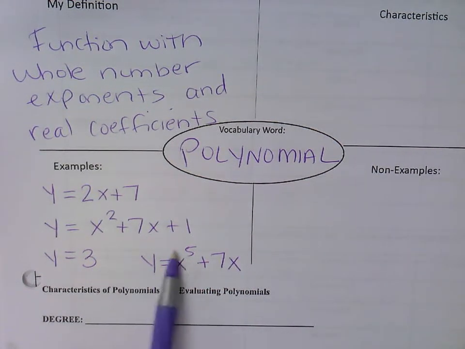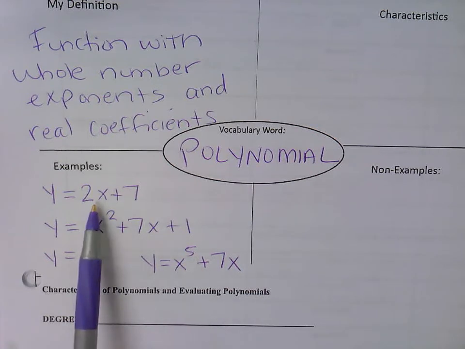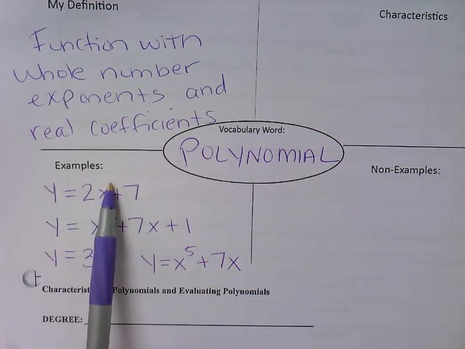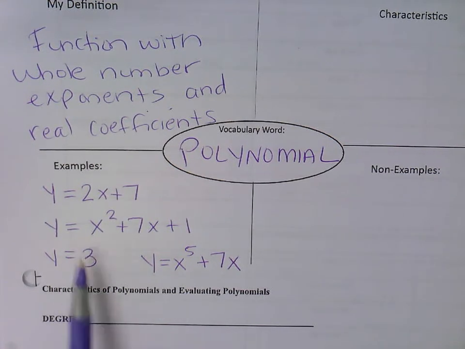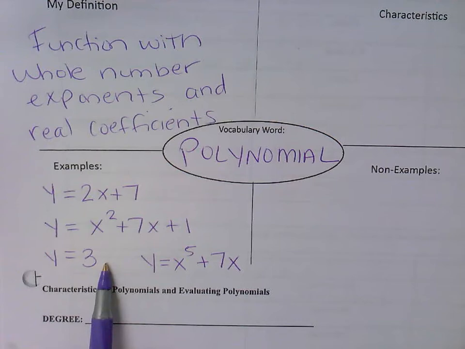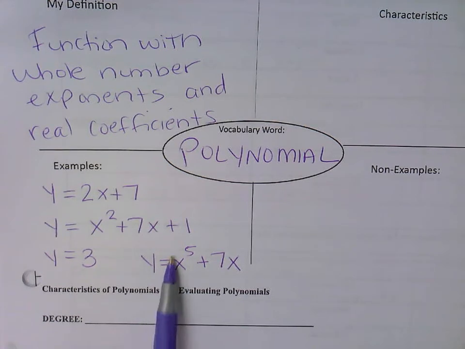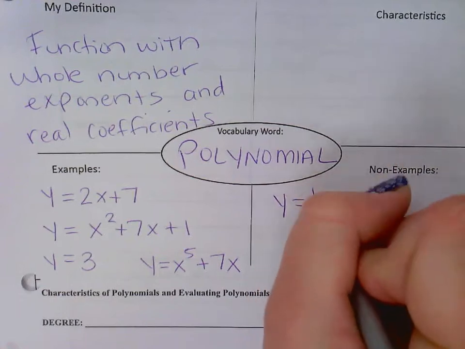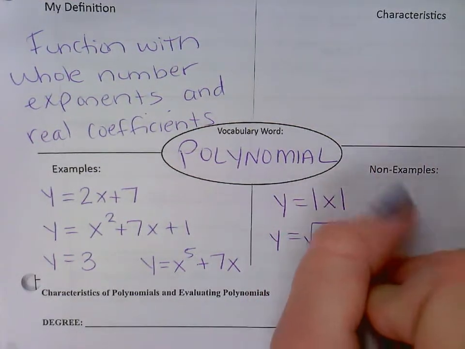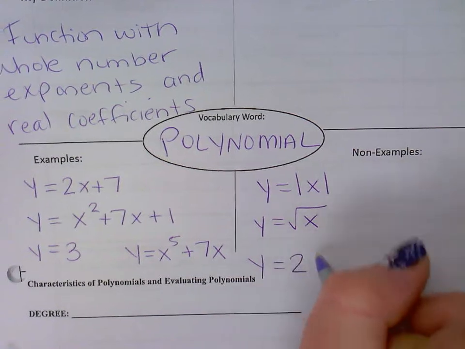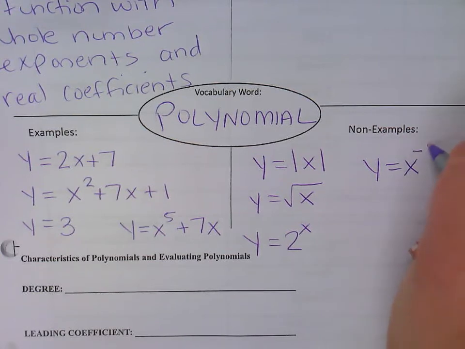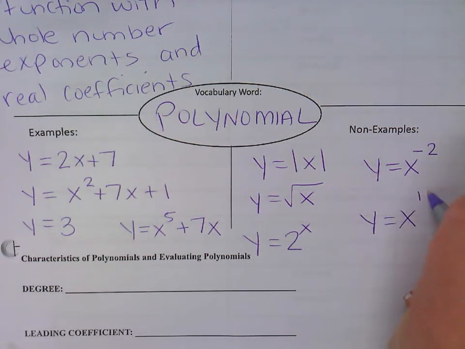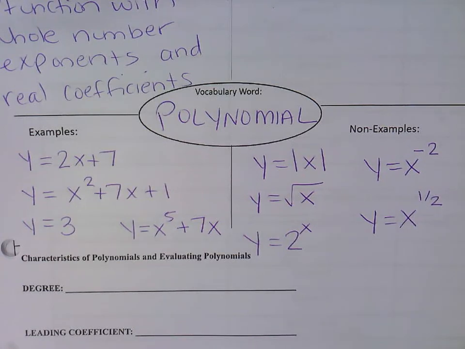So our powers are the whole numbers. So 2x has a power of 1. X squared has a power of 2. 3 by itself actually has x to the 0 power sitting next to it. You just can't see x to the 0 power because anything to the 0 power is 1. X to the 5th. So some non-examples would be like our absolute value function, our square root function, our exponential functions. Or if you had x to the negative 2nd power, x to the 1/2 power, those are not whole numbers.